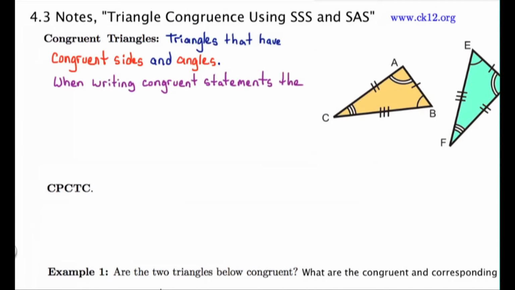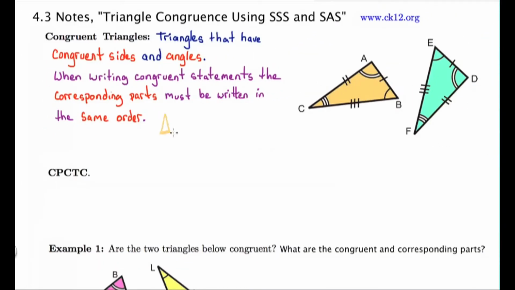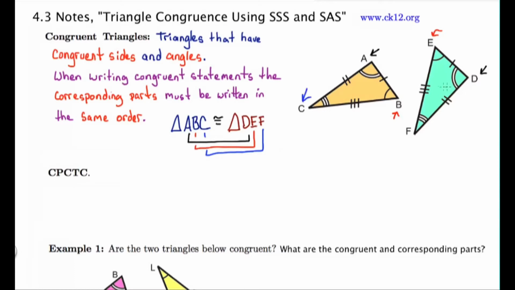So when we write a congruent statement for triangles, we must make sure that the corresponding parts are written in the same order. So in this case, we have triangle ABC is congruent to triangle DEF. A and D, B and E, and C and F correspond to each other. There are other ways to write this as well, as long as you're writing in the same corresponding order, it's okay.